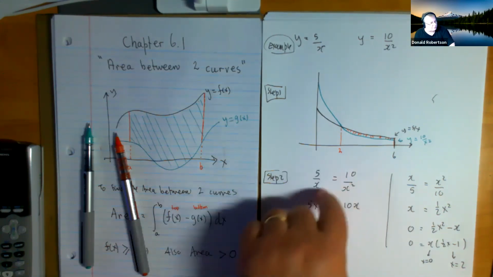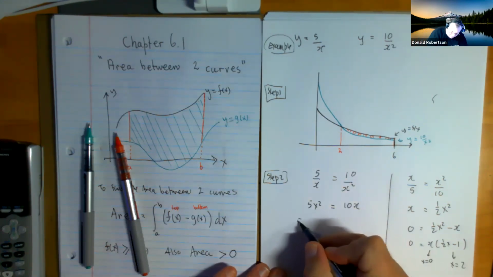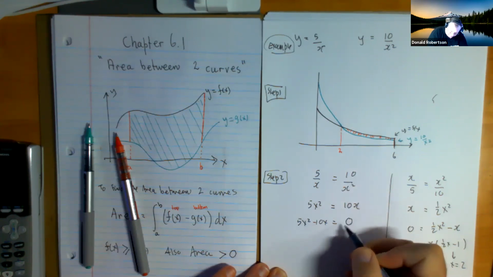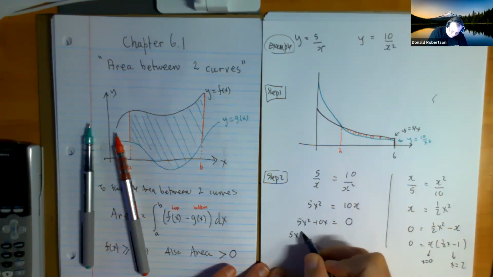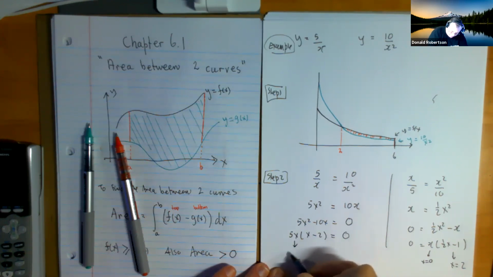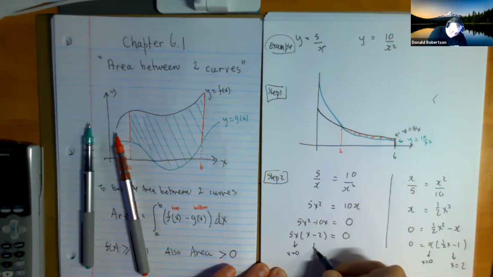Remember cross multiply. Subtract 10x from both sides. Factor out a 5x. And there's the same two solutions that you just got.